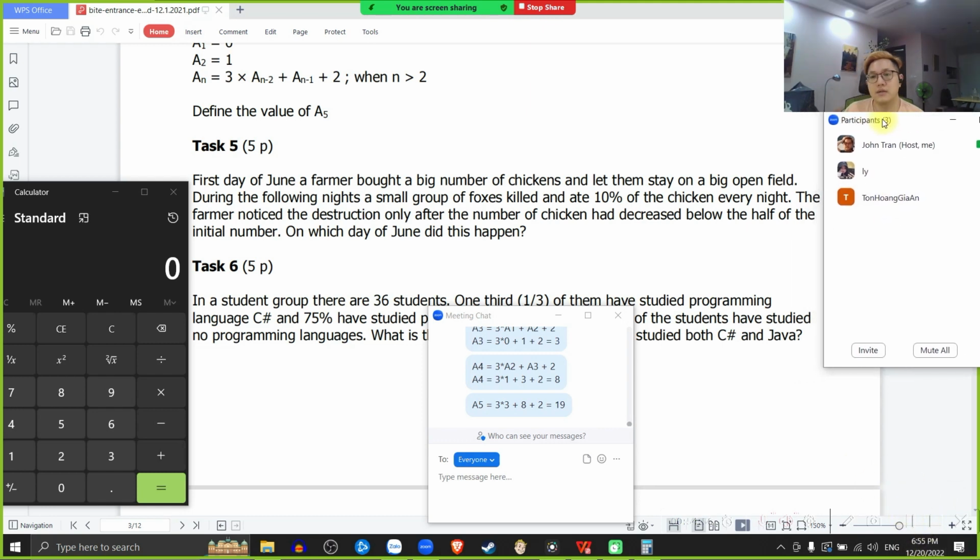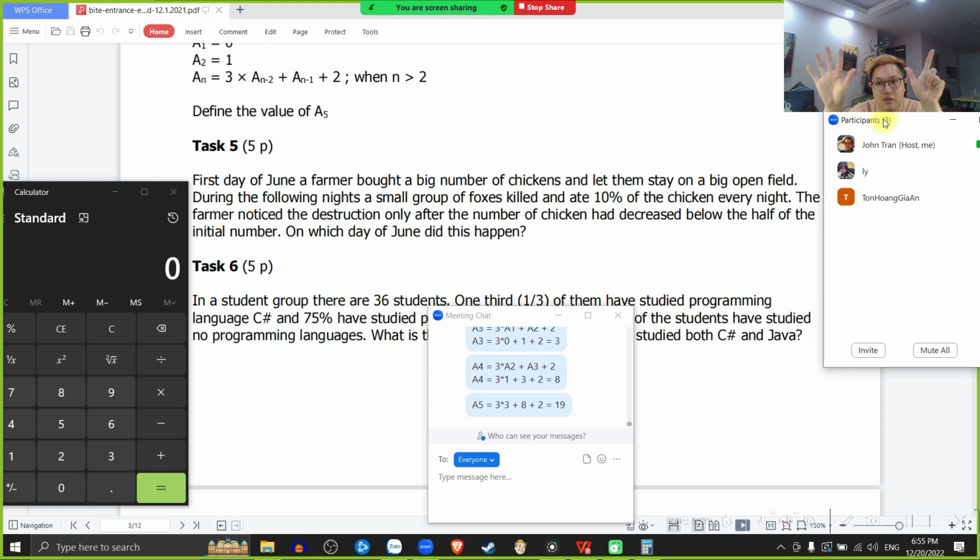Okay, ready class? Rồi nó đơn giản như vậy nè. During the following nights. Trong những đêm tiếp theo đó, tức là nó không tính đêm đầu tiên. So it means during the following nights, you do not count the first night of June. So during the second night, you have 90% left, right? Trong cái đêm thứ hai của tháng 6, mình còn 90%. So on the third night, you have 80%. On the fourth night, you have 70%. On the fifth night, you have 60%. On the sixth night, you have 50% left.